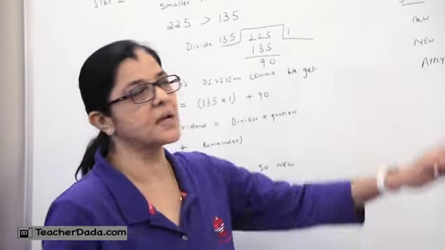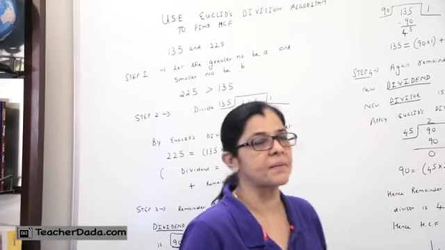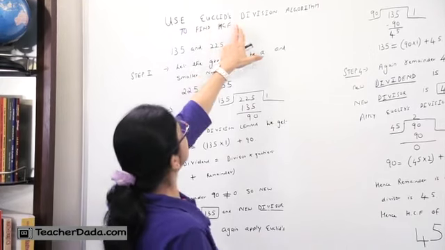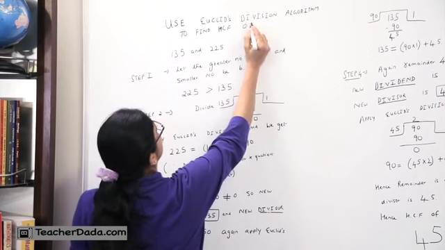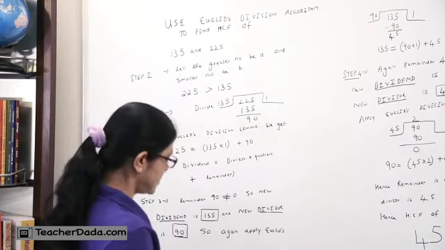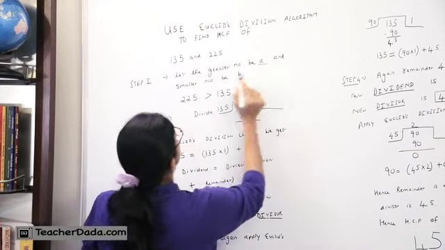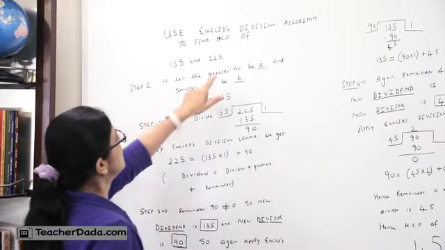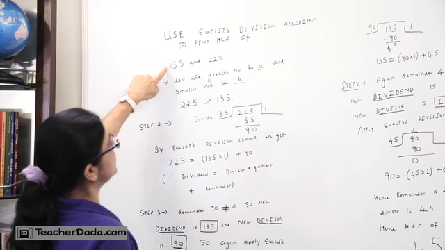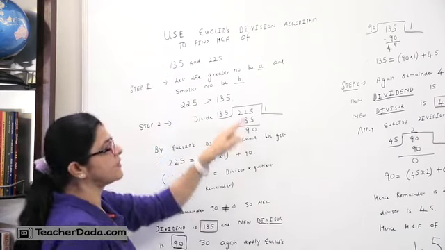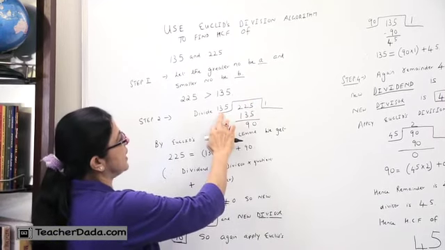Now we will be discussing some sums and I'll be helping you solve different types of sums with steps. Let's see the first type of sum. Using Euclid's division algorithm to find the HCF of 135 and 225. How do we do it? Step 1: let the greater number be A and the smaller number be B. So 225 is equal to A and 135 is equal to B. You can see that 225 is more than 135. Step 2: we divide 225 by 135.